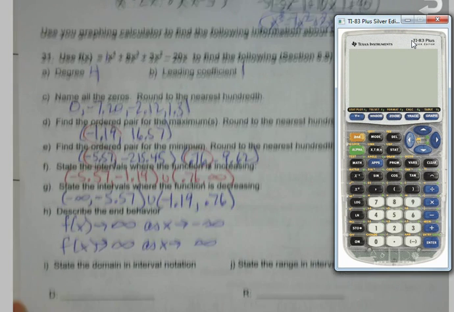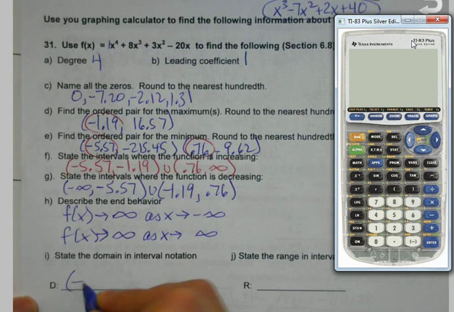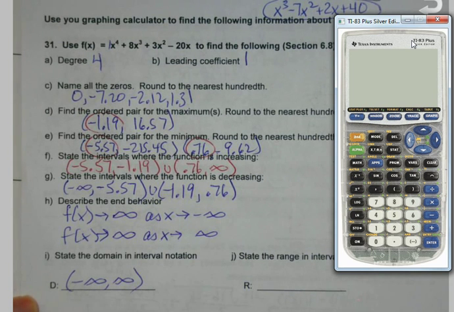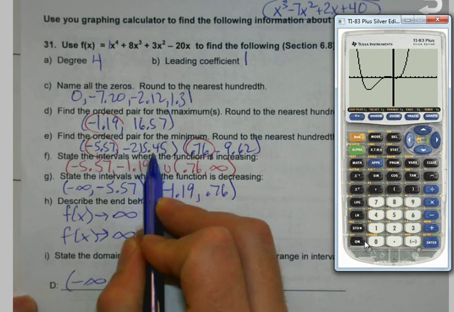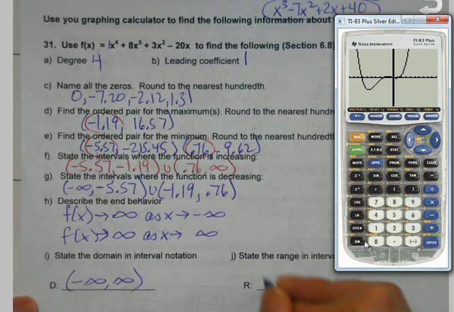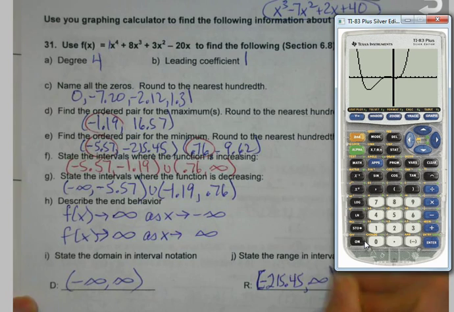And then the final two questions are domain and range. Domain, we've said, is always the same. Range is bottom to top. Where is my most minimum y value? Minimum y value. Negative 215.45, and then it goes up forever.